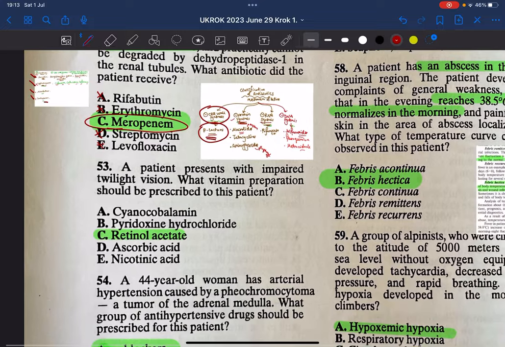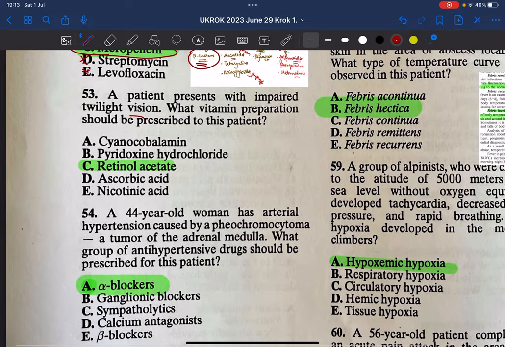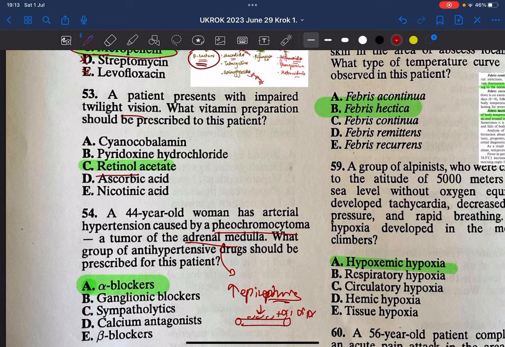It's a new question. Impaired vision, it's vitamin A, retinol. Pheochromocytoma is a tumor of the adrenal medulla that leads to an increase of epinephrine. Epinephrine is a neurotransmitter that increases the blood pressure by activating alpha 1 receptors on the surface of blood vessels. Activation of alpha 1 receptors will lead to vasoconstriction and increased blood pressure. So to treat this, we should give alpha blockers, because the problem is a lot of epinephrine activating alpha 1.